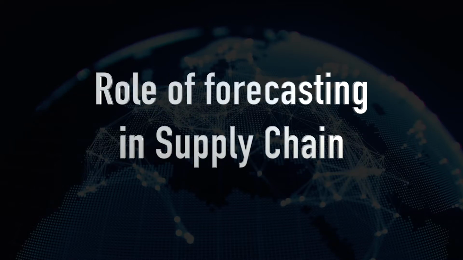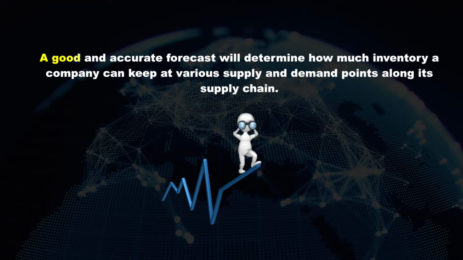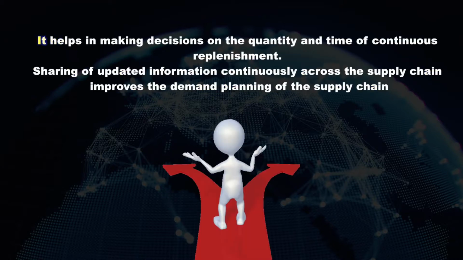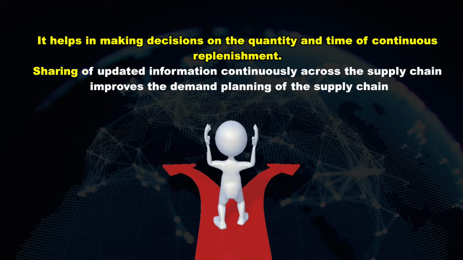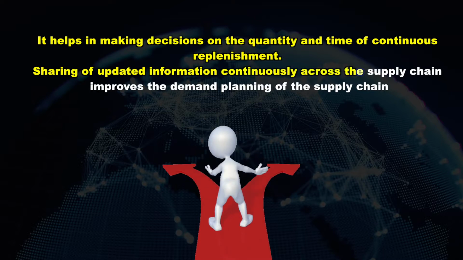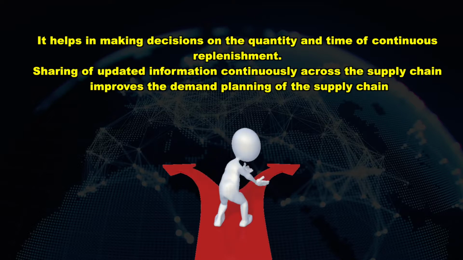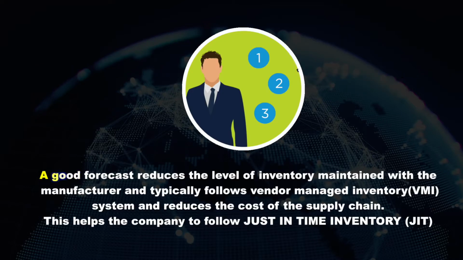Having known what supply chain is about, let us look into the role of forecasting in supply chain. A good and accurate forecast will determine how much inventory a company can keep at various supply and demand points along its supply chain. It helps in making decisions on the quantity and time of continuous replenishment. Sharing of updated information continuously across the supply chain improves the demand planning process of the supply chain.